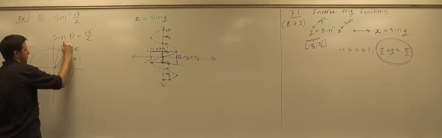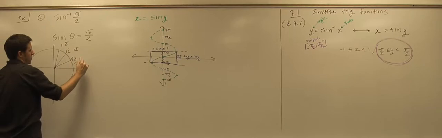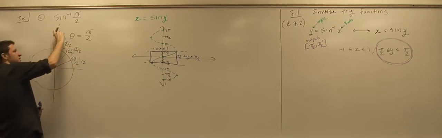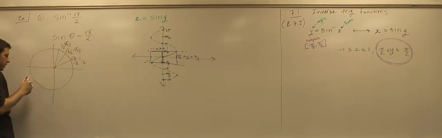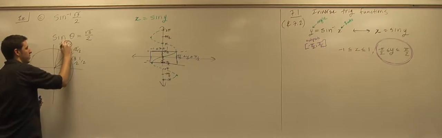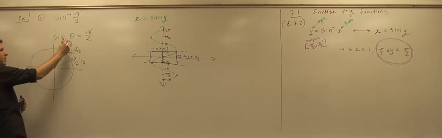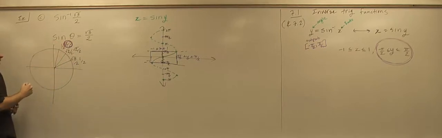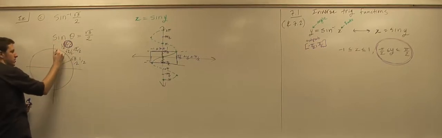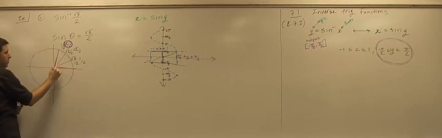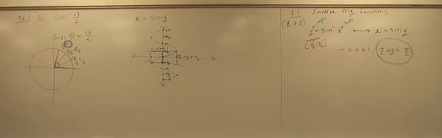In my head, I have this picture floating around somewhere. Because I'm looking for where sine is root 3 over 2, I'm focusing on this y value right here, because on the unit circle, sine is your y value. So this ray has a sine value of root 3 over 2, which means this angle right here will be my answer. What angle is that again? Pi over 3.